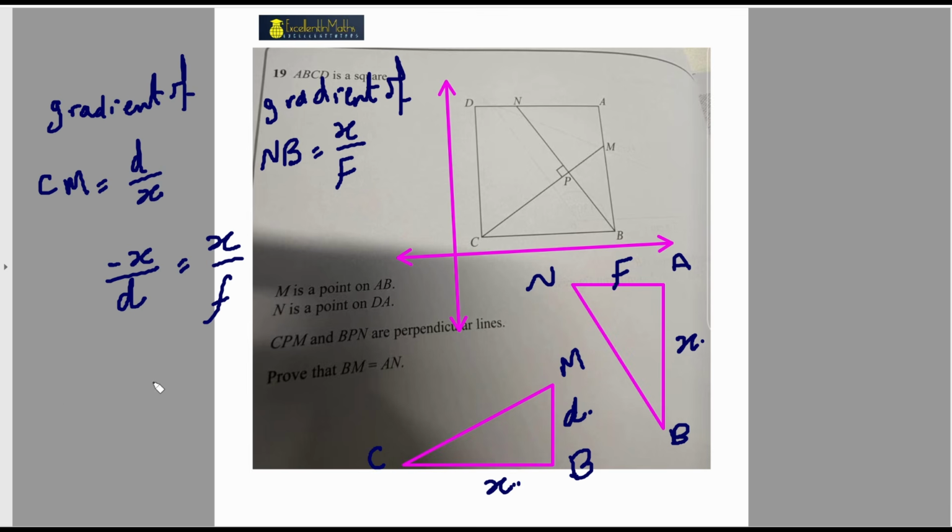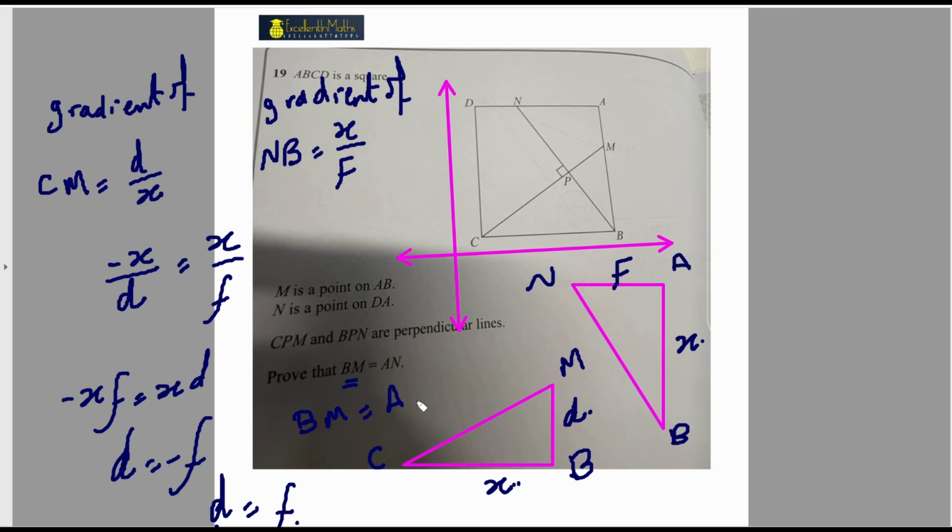When you cross multiply here, what do you get? You get negative xf equals xd. Cancel the x's, so d equals negative f. Of course, we're talking here about lengths, so you can ignore the negative, and we say d equals f. What is d and what is f? d is actually BM, which is said here, and f is AN. Therefore, we can say that BM equals AN.